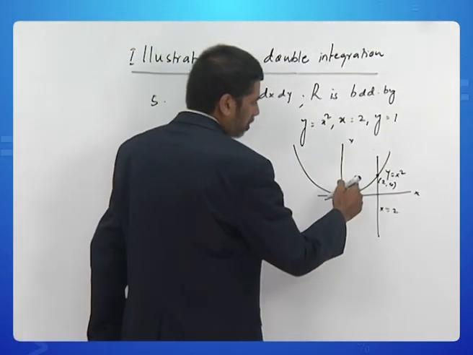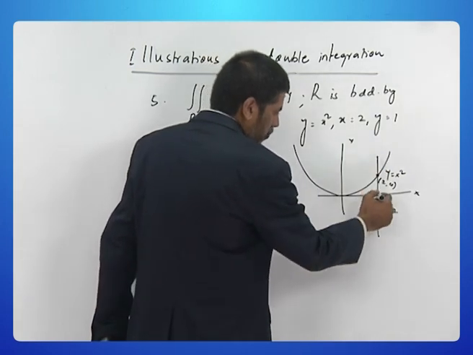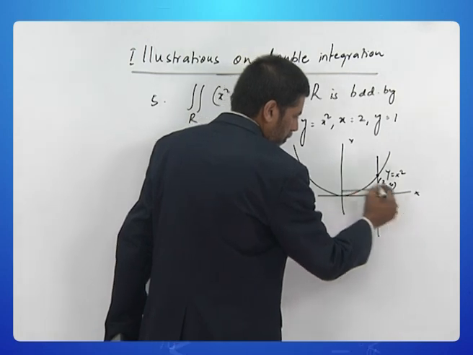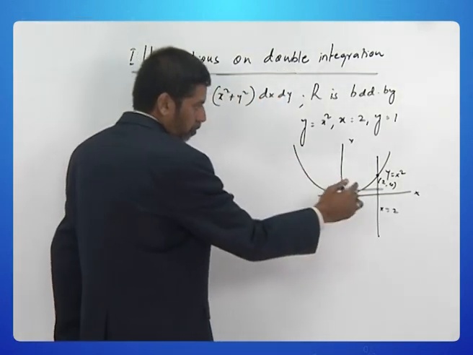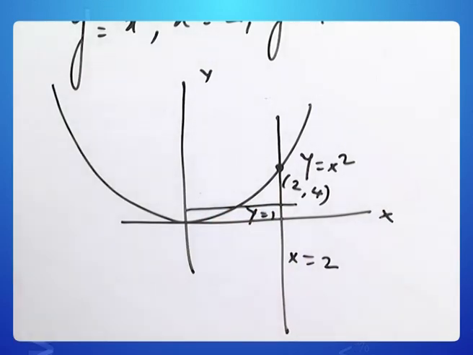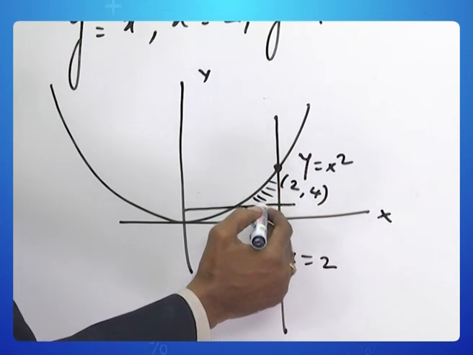Then we have y is equal to 1. Remember, this height is 4 units. So y is equal to 1 will be a straight line like that below that point of intersection. So this is y is equal to 1. So the region of integration is that.